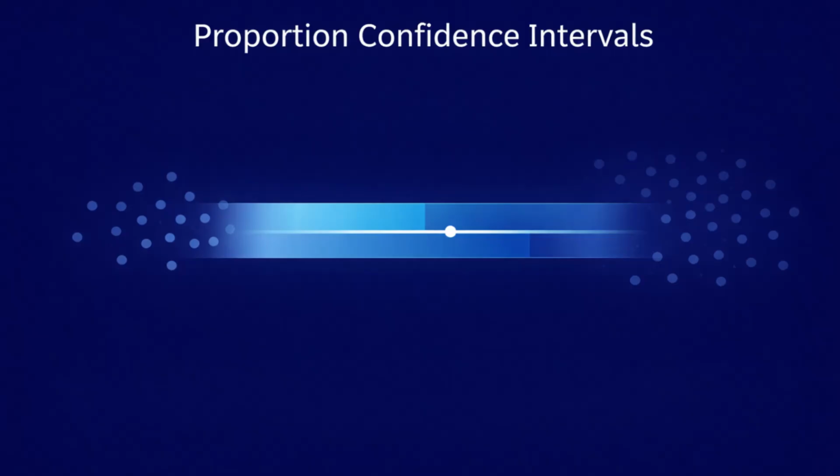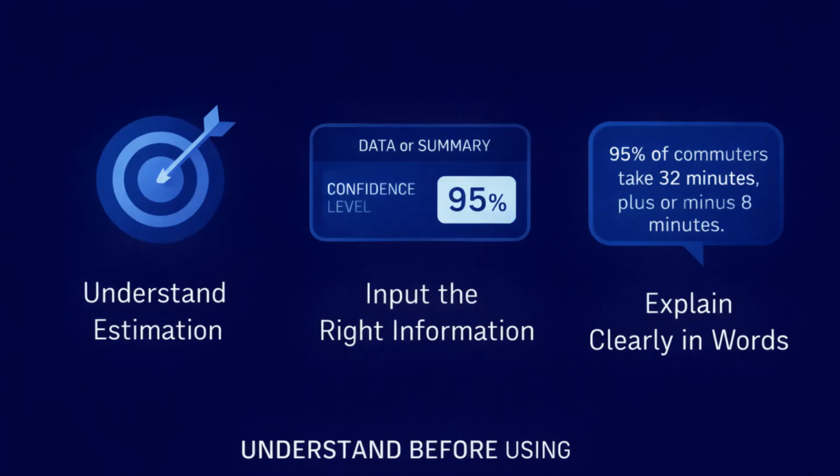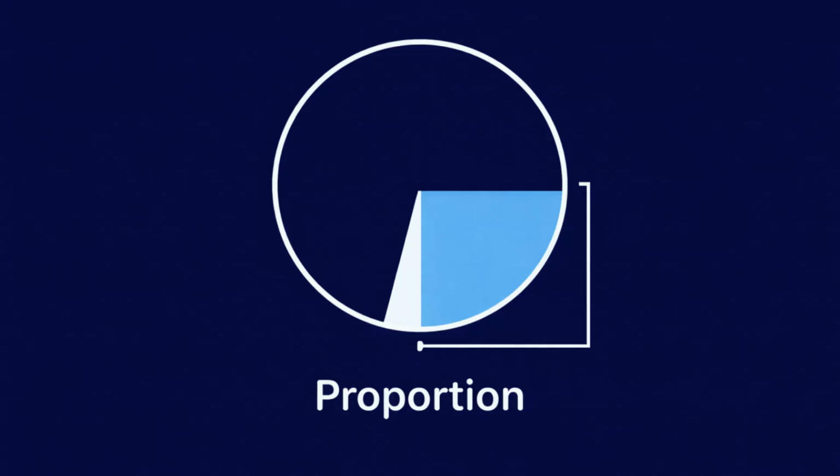Today we are going to focus on confidence intervals for population proportions. This video explains how proportion confidence intervals work from start to finish when using statistical software. The focus is on understanding what is being estimated, what information the software needs, and how to clearly explain the result in words. This video addresses one specific kind of question.